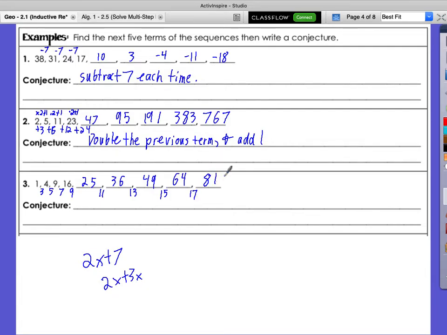What I was thinking of was perfect squares. What's 1 squared? 1. What's 2 squared? 4. What's 3 squared? 9. What's 4 squared? 16. And then 5 squared, 6 squared, 7 squared, 8 squared, 9 squared. Oh, I didn't notice that. They're all multiples of 9.